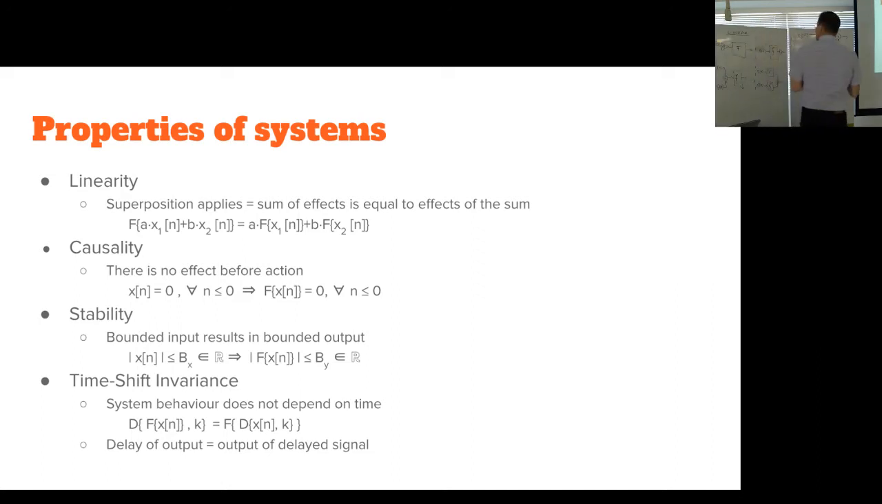And it's also a nice property, since if a system is linear, you only need one known response, for example the impulse response, to know exactly what happens in the system. But only if the system is linear. Only if it's a linear system.